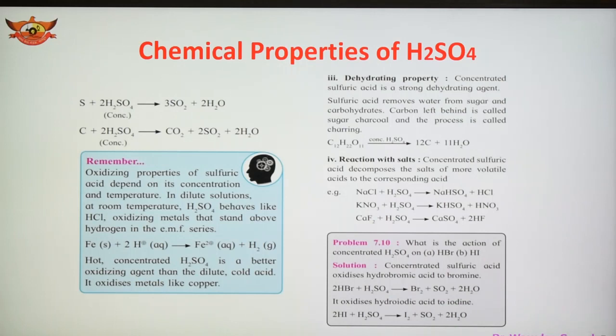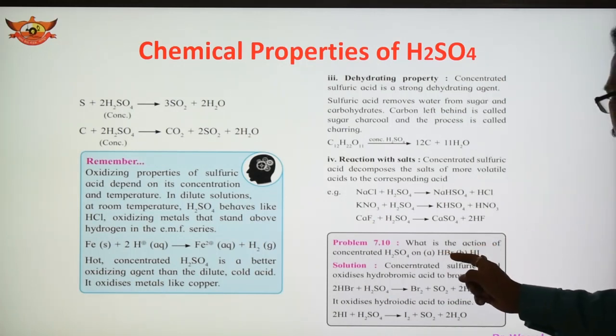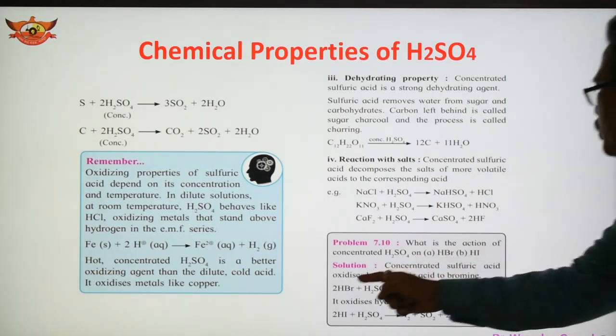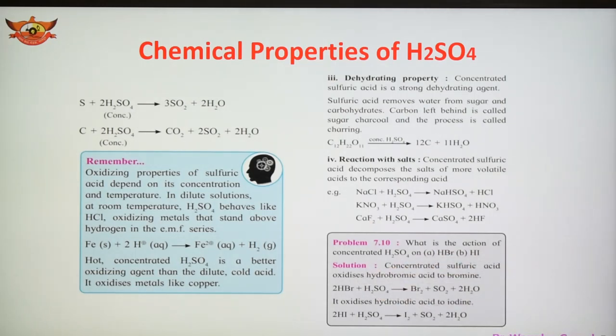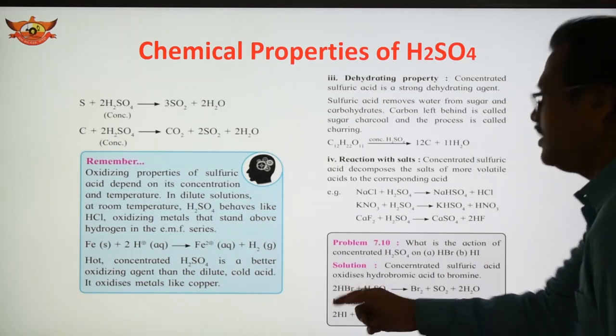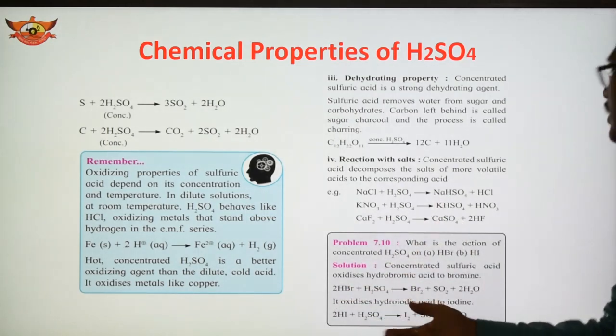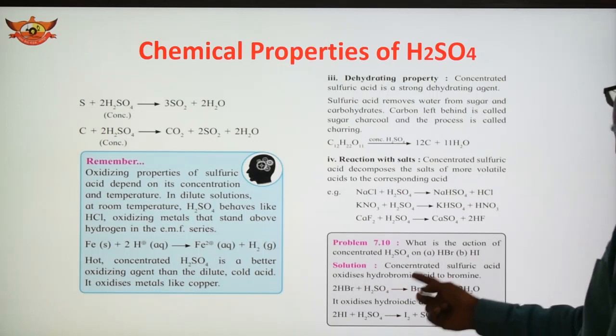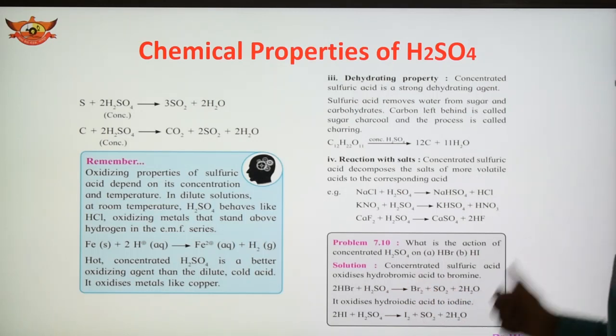What is the action of concentrated sulfuric acid on hydrobromic acid, hydroiodic acid, HBr, HI? In this case, the reactions are given. Sulfuric acid oxidizes hydrobromic acid to bromine. Hydrobromic acid is like HCl, hydrochloric acid. It reacts with sulfuric acid forming bromine. Bromine is the product; SO2 and water are other products.